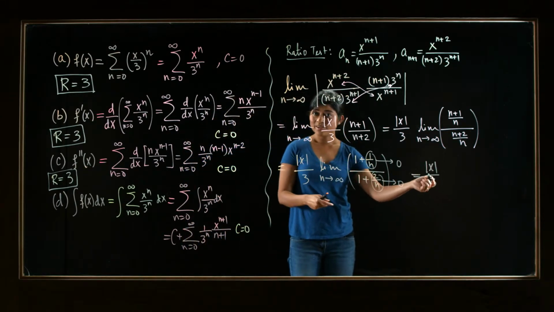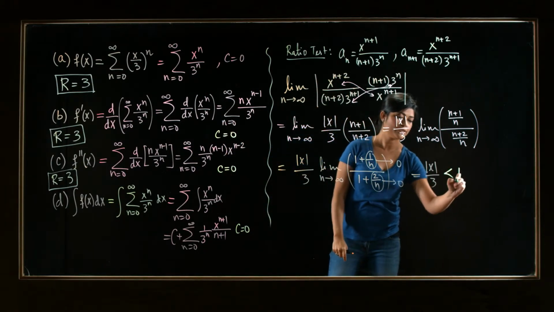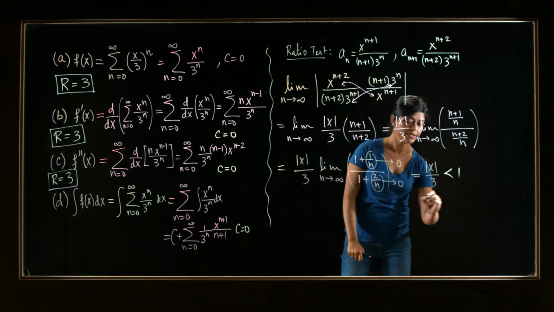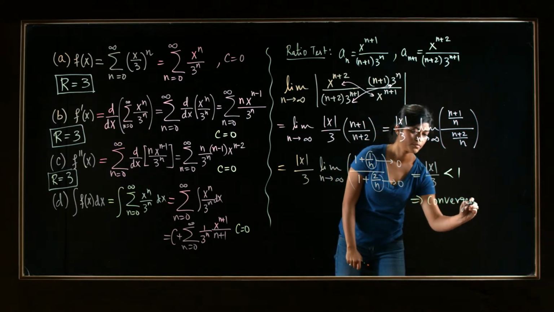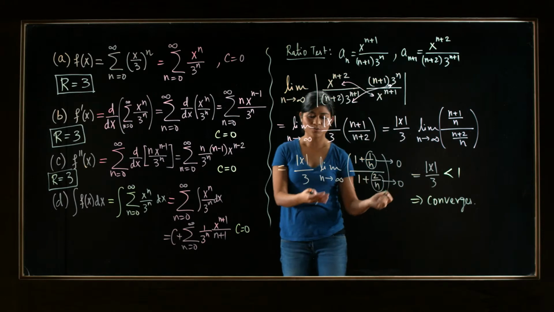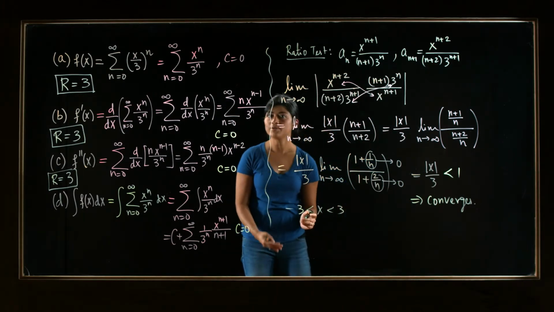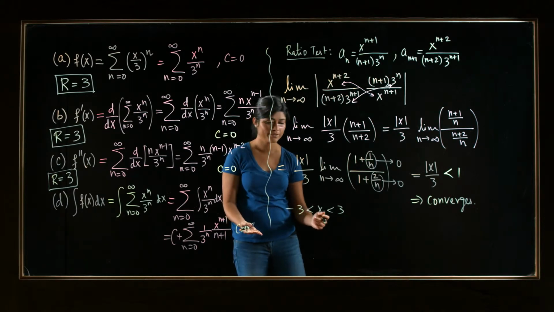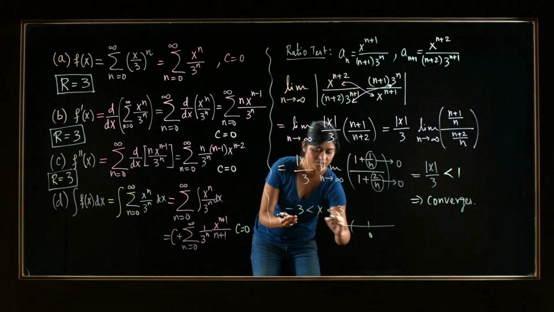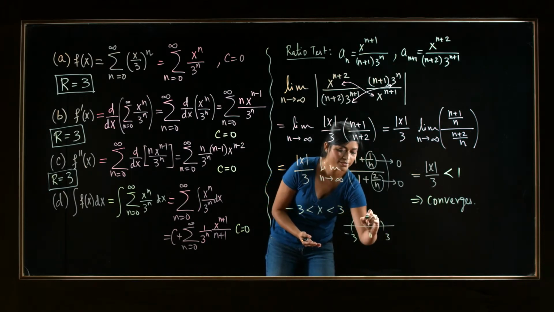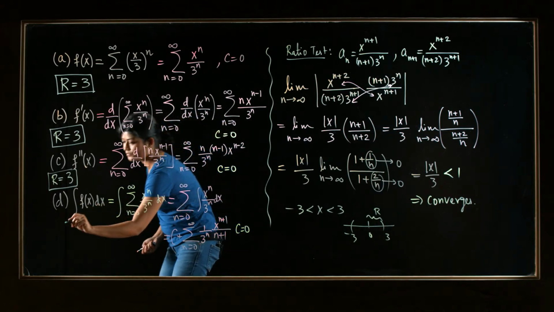So we got the exact same limit as the last 3 problems. And we know that less than 1 will imply convergence. And we know how to solve that inequality. The solution is exactly the same, and you probably have already guessed what our answer will be. Because the center is 0, the interval is -3 to 3, therefore the radius is again 3.